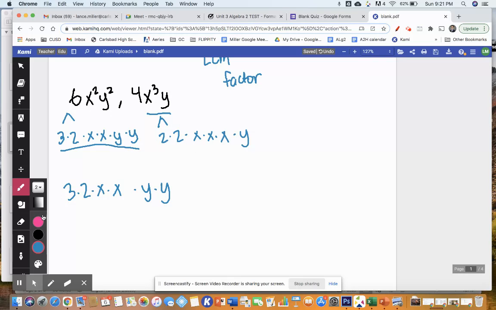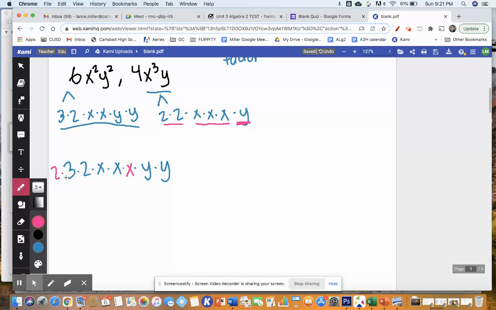Now, I'm going to go to the right over here, and it has to have 2 2's. Well, guess what? I only have 1 2, so I need to add another 2 into there. It also has to include 3 x's. Well, I only have 2, so I need to add 1 more x. And then it needs to cover 1 y. Well, I have 2 y's, so I'm good.